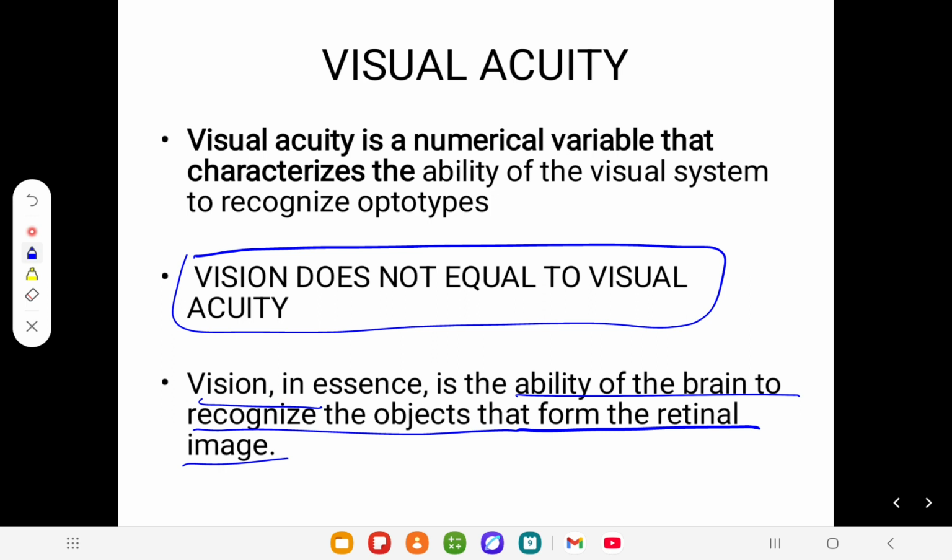Okay, so second thing, visual acuity is a numerical variable that characterizes the ability of the visual system to recognize optotypes. Sometimes we call it the resolving capacity of the eye, how much we can resolve. But visual acuity is not vision. That's why visual acuity is limited. In a sense of visual perception, visual acuity is definitely a form perception, not a color perception, not contrast perception. Obviously, yes, contrast plays a big role, but not that. But visual acuity is a form perception, isn't it?